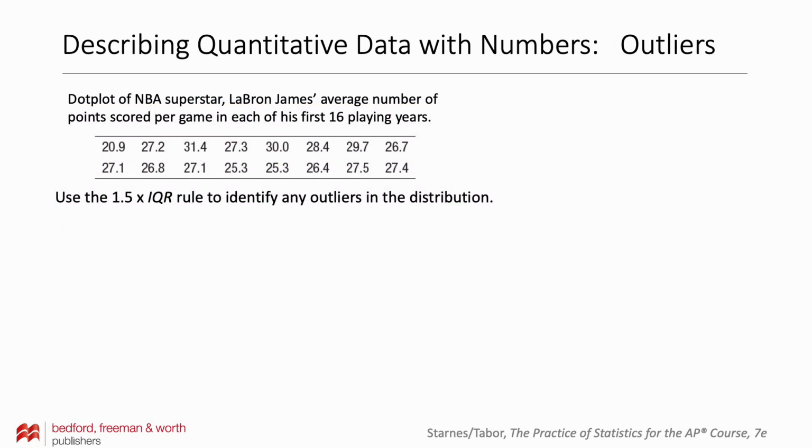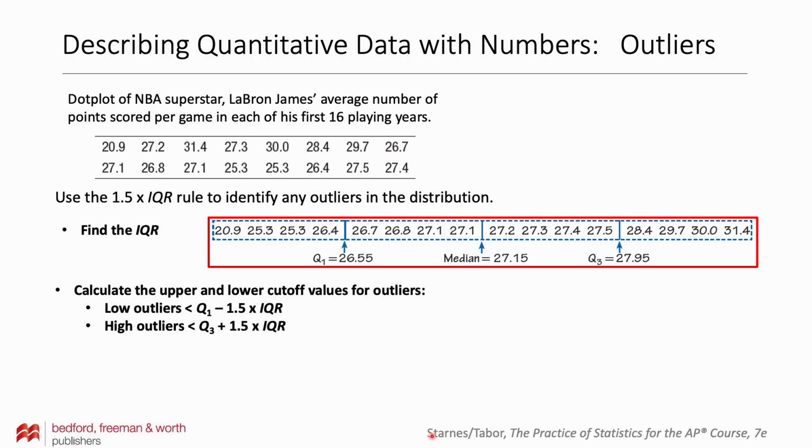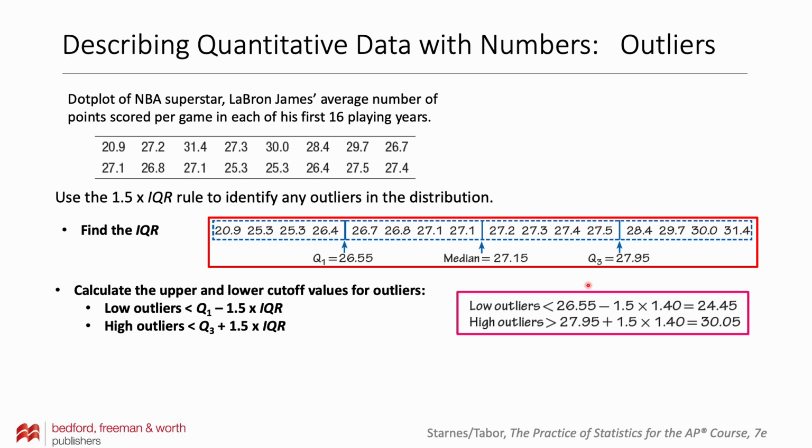So what we're going to do is the 1.5 IQR rule. So we're going to find the IQR. We're going to arrange all the numbers from smallest to largest, find the median of the lower numbers, and find the median of the upper numbers. Once we have that, we can get Q3 minus Q1, and that's going to be our IQR, and we're going to substitute what Q1 and Q3 here is. And any number that's smaller than 24.45 is going to be an outlier.